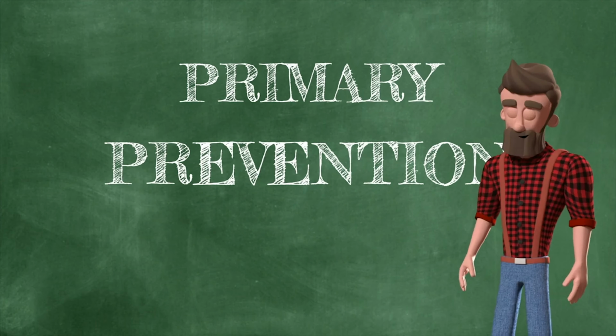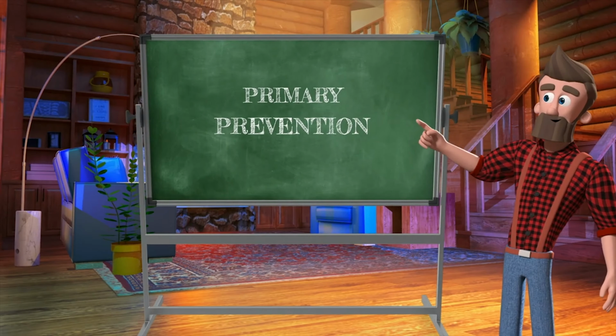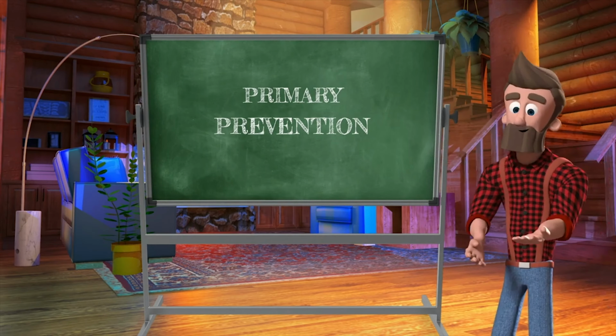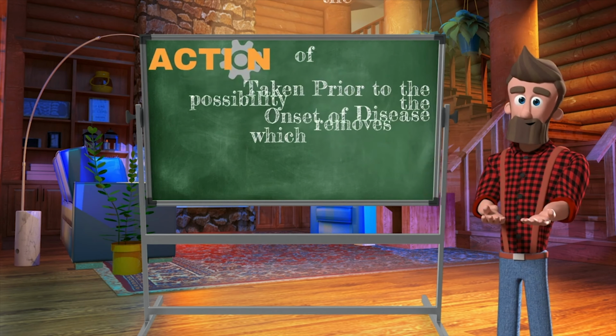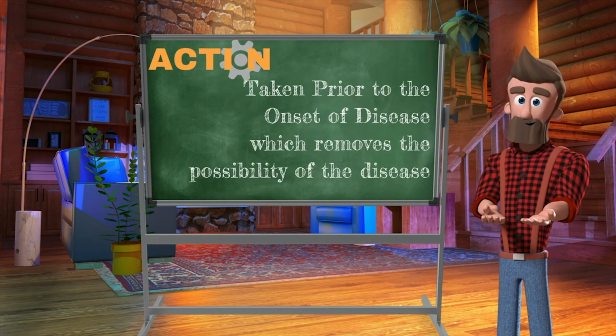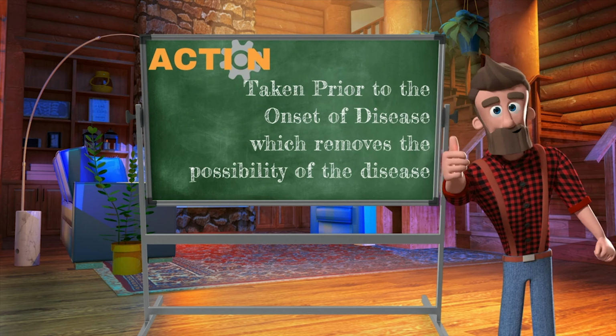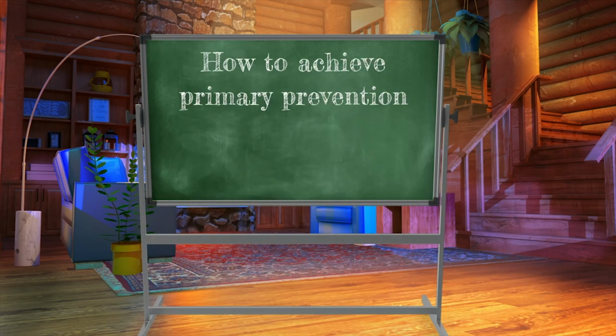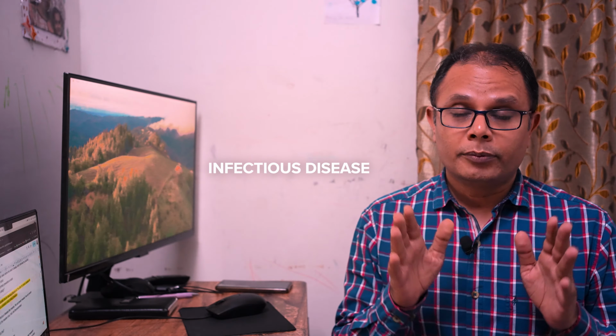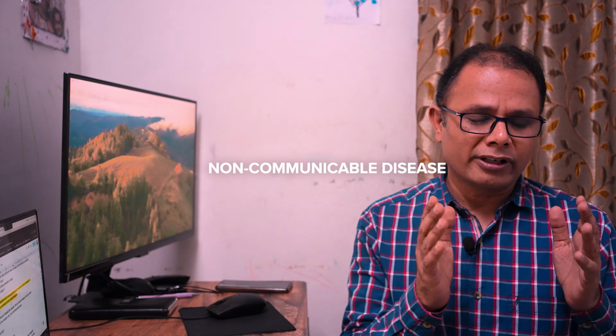It can be defined as action taken before the onset of disease, which removes the possibility that the disease will ever occur. How can we achieve primary prevention, or which are the measures we design? Let us take 2 examples. One from the infectious disease and another one from the non-communicable disease like coronary artery disease, hypertension, or diabetes, and try to understand what primary prevention is.